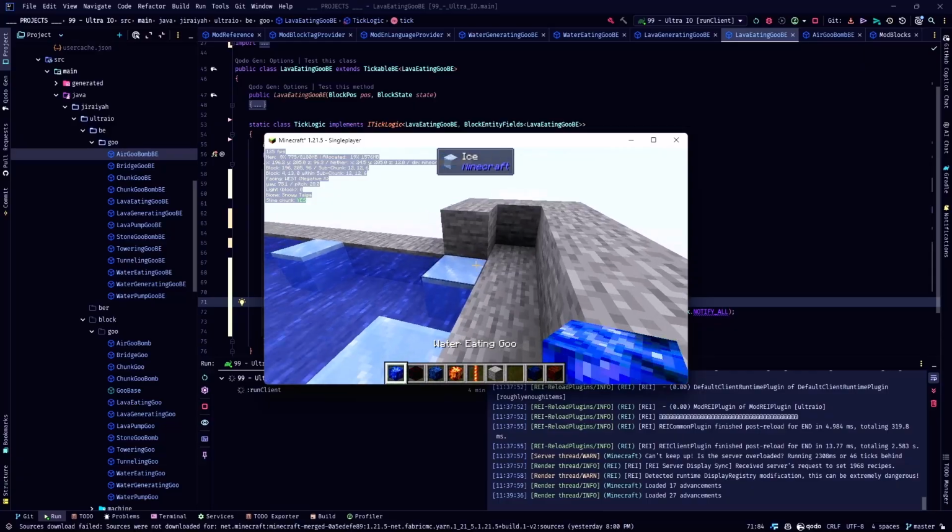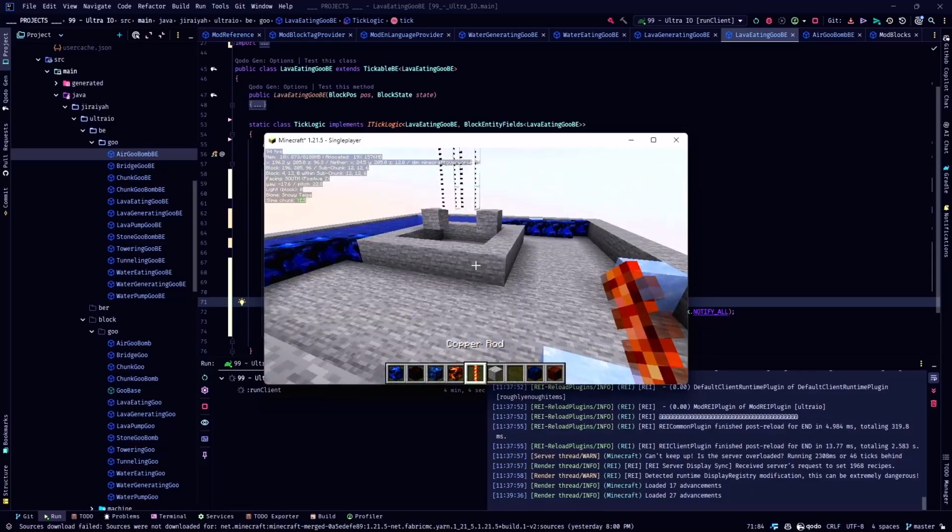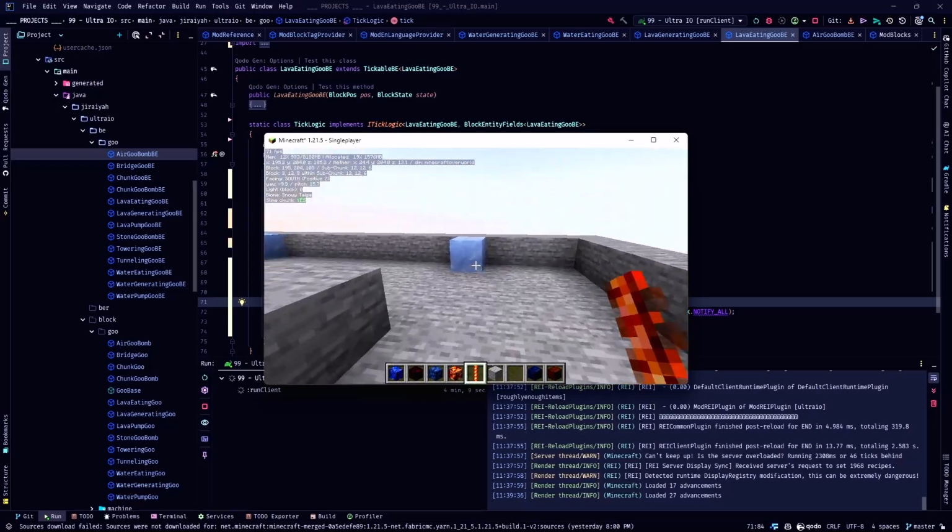That's okay, because now I will go with water eating goo and activate it. So as you see, it eats water, and of course we will have few ice blocks here.